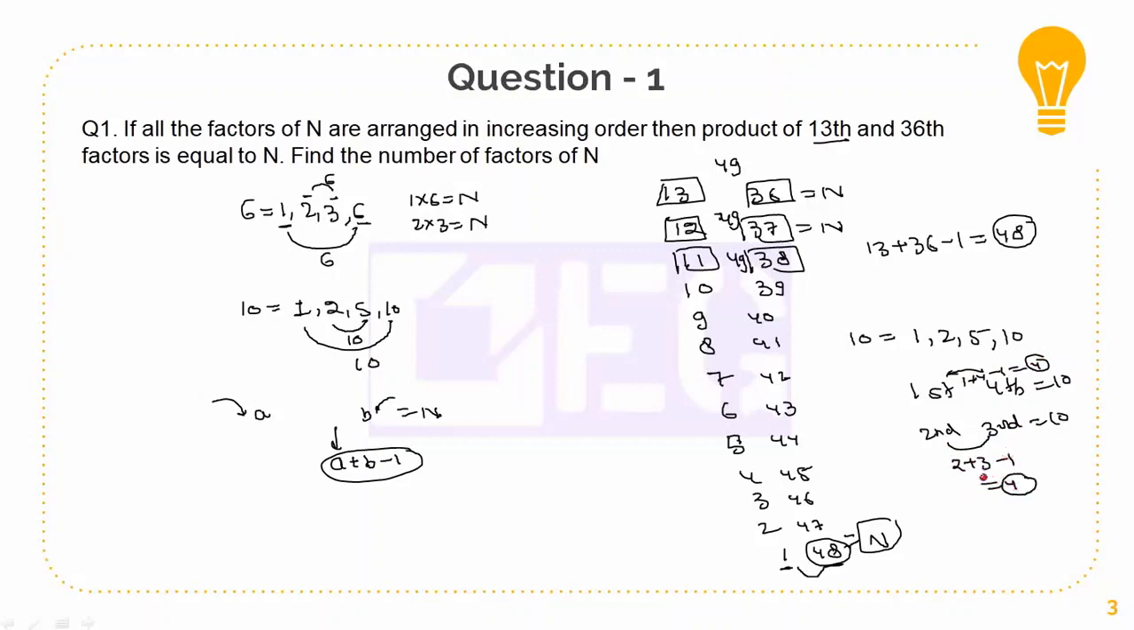Or you can apply the basic concept that the product of the first term and the last term is equal to the product of the second term and the second last term, the third term and the third last term, and so on. So this is a very basic concept but really important for the number of factors. If you are aware of the GP concept, it is the same: first and last term product, second and second last term product, third and third last term product. The same concept we can apply in finding the number of factors. I hope this concept is clear. Let's move to the next question.